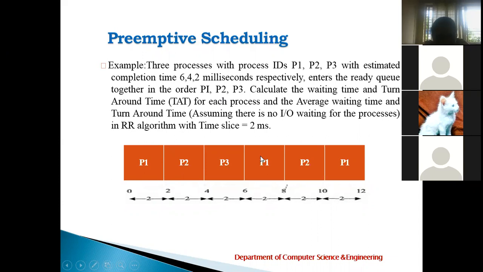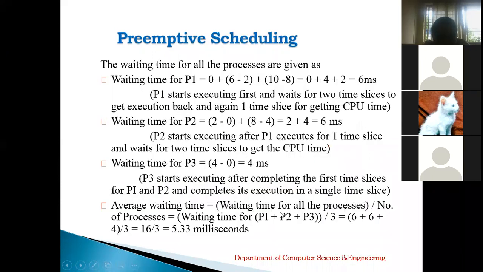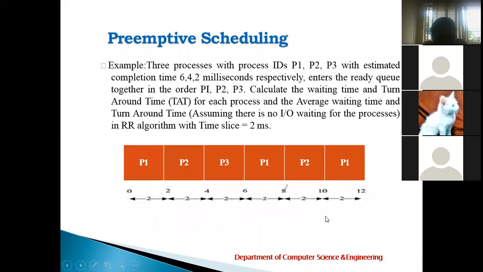Now you have to calculate the waiting time for this. Right. So now see here. What is the waiting time for P1? Who will tell? What is the time slot for each process here? Tell me, how much time slot have they given for each process here? 2 millisecond.